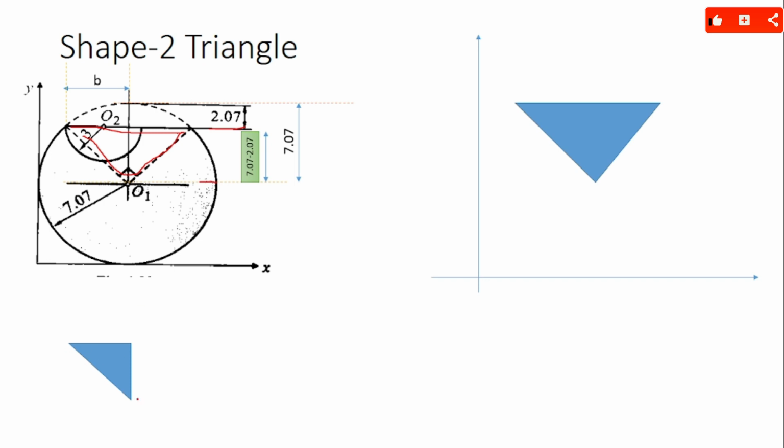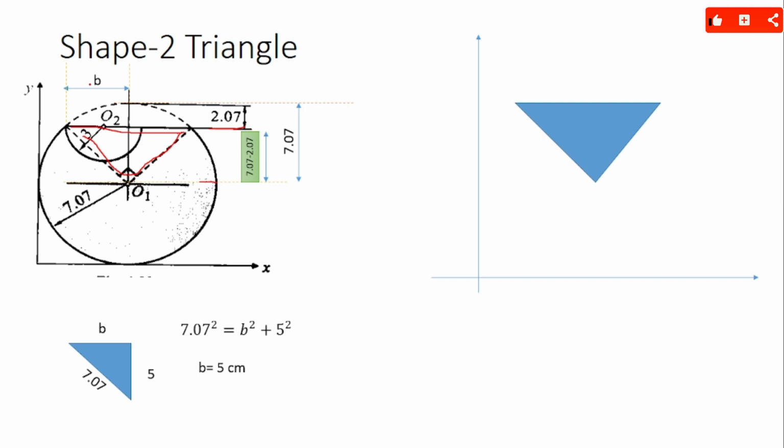Now the base we have not calculated in the sector calculation. We have considered the same triangle where the hypotenuse is equal to 7.07 and this height we have calculated is 5 centimeter. Now we'll use the Pythagoras theorem to find out the b value. So 7.07 square is equal to b square plus 5 square as per Pythagoras theorem. So we can calculate the value of b is equal to 5 centimeter.